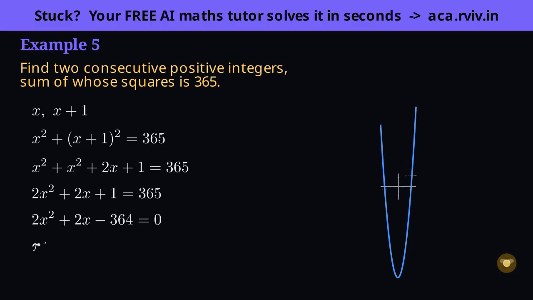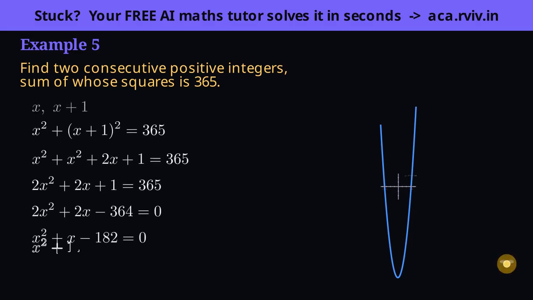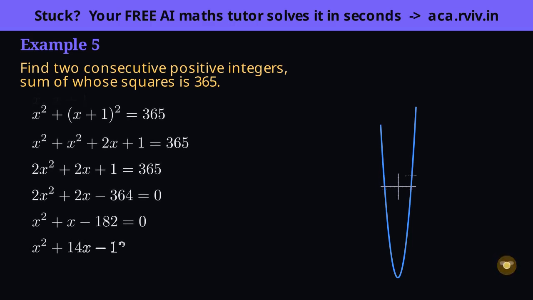Before factoring, notice every coefficient, 2, 2, and 364, is even, so divide the whole equation by 2. Smaller numbers make the split far easier and can't change the roots. Split the middle term. We need product minus 182 and sum plus 1. Since 182 is 13 times 14 and we want a sum of plus 1, take plus 14 and minus 13. Check. They multiply to minus 182 and add to plus 1.